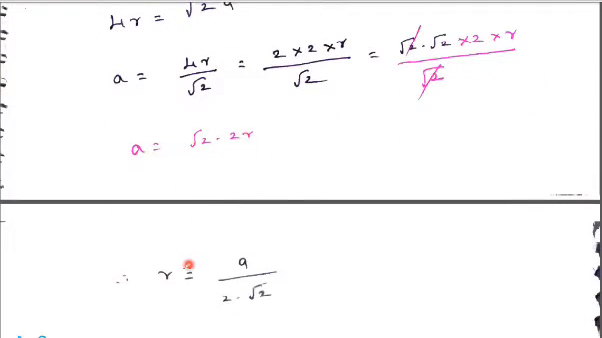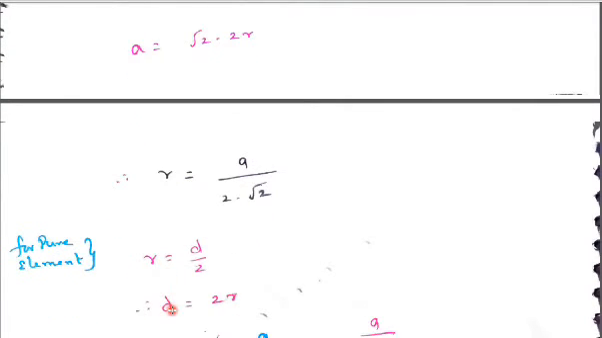Therefore, R is the radius of the atom and A is the edge length. R equal to A by 2 root 2. Now we should calculate the D value, the neighboring distance. So R equal to D by 2, so D equal to 2R.